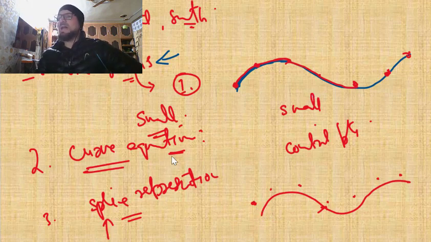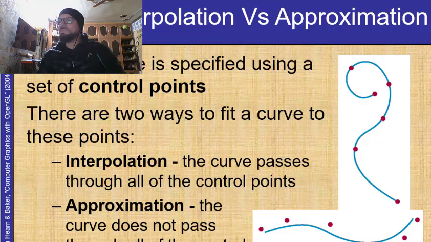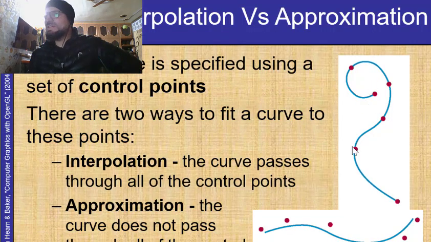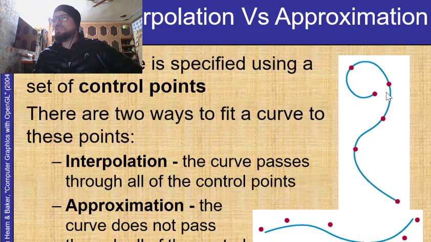So depending on that, we have two kinds of spline representations. Okay. So depending upon whether the curve is passing through these control points or not, we have two types of spline curves. One is the interpolation versus approximation. Okay. So we have control points. So if the curve passes through all of the control points like this, we call it an interpolation.